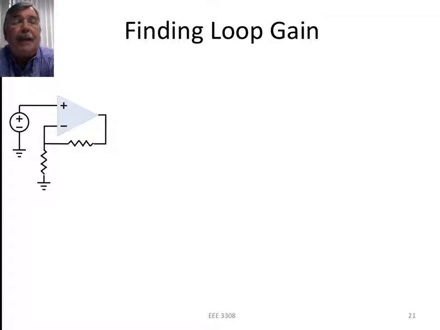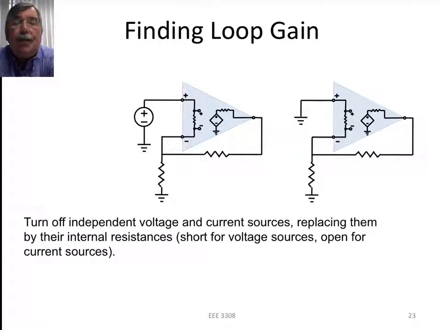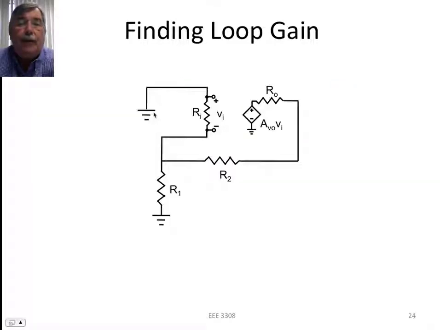So first, let's find out how to find the loop gain, what I call T. You take the amplifier, and you replace it by its linearized equivalent circuit. You then turn off all independent sources. So we had an input source over here. I replace it with its internal impedance. The internal impedance of the voltage source is just a short circuit. If this had been a current source, it would have been open circuited. And there's the circuit we're going to analyze.